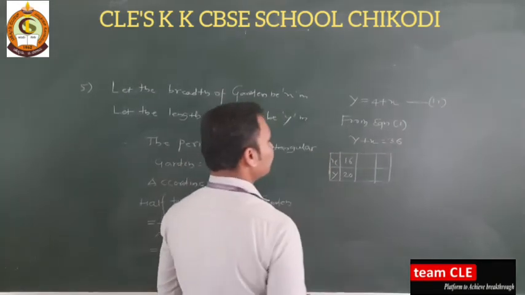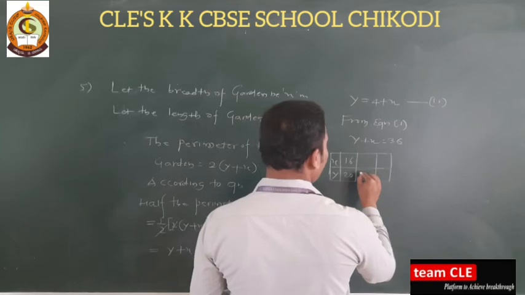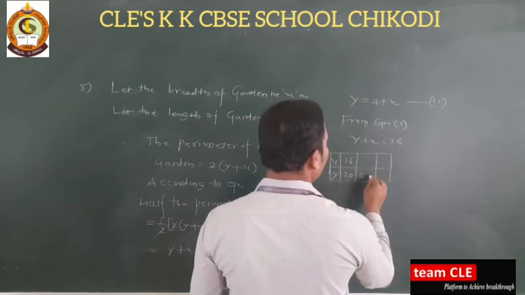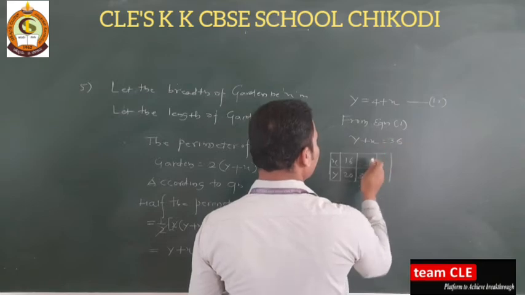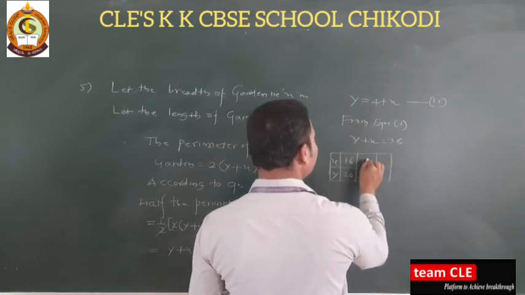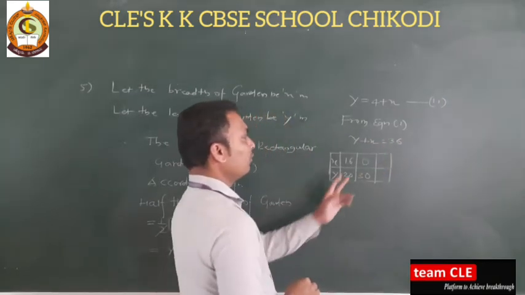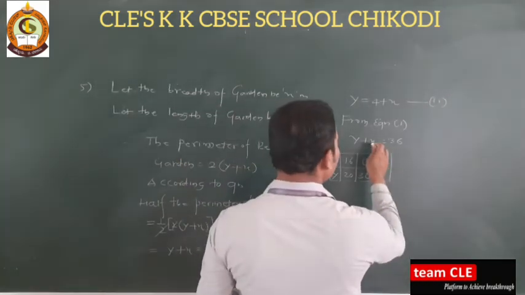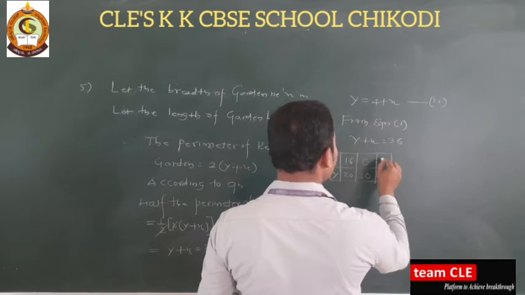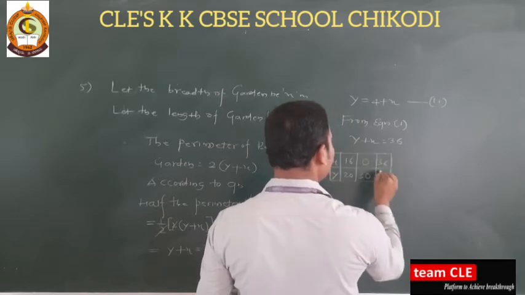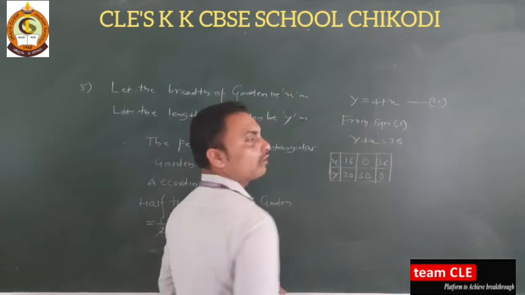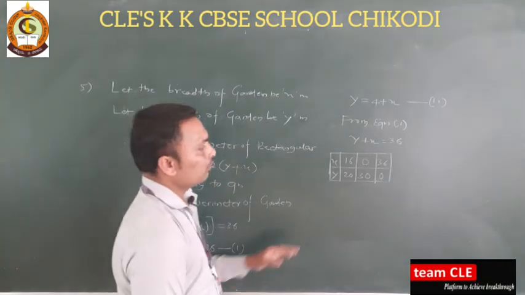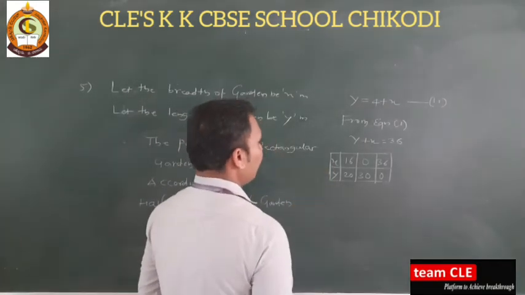Okay, substitute one more. We can substitute y is equal to 30 and x is equal to 0. So we will get 36 again. Now this time we can substitute x is equal to 36 and y will keep 0, again we will get 36. Okay, so this is one thing.